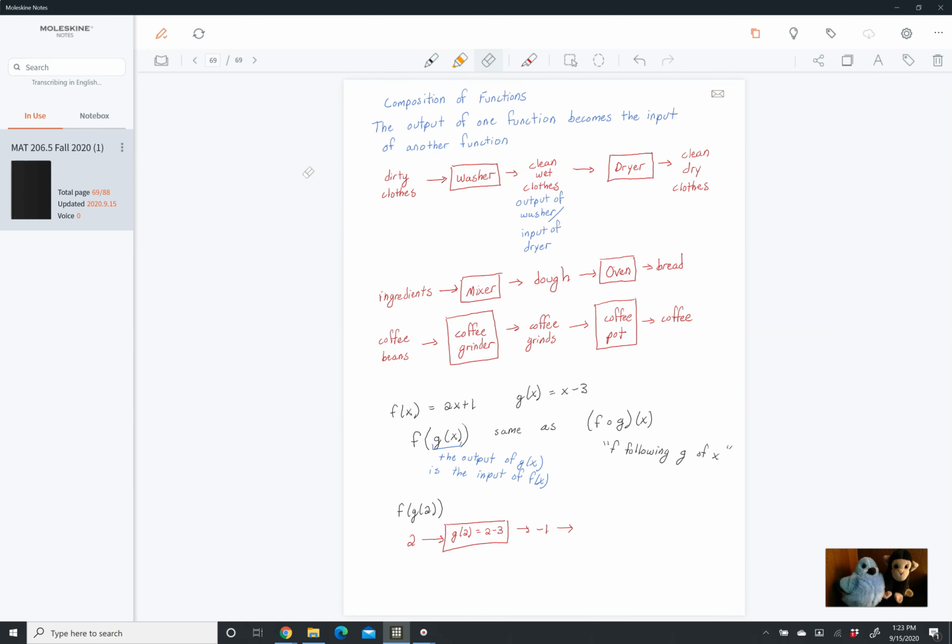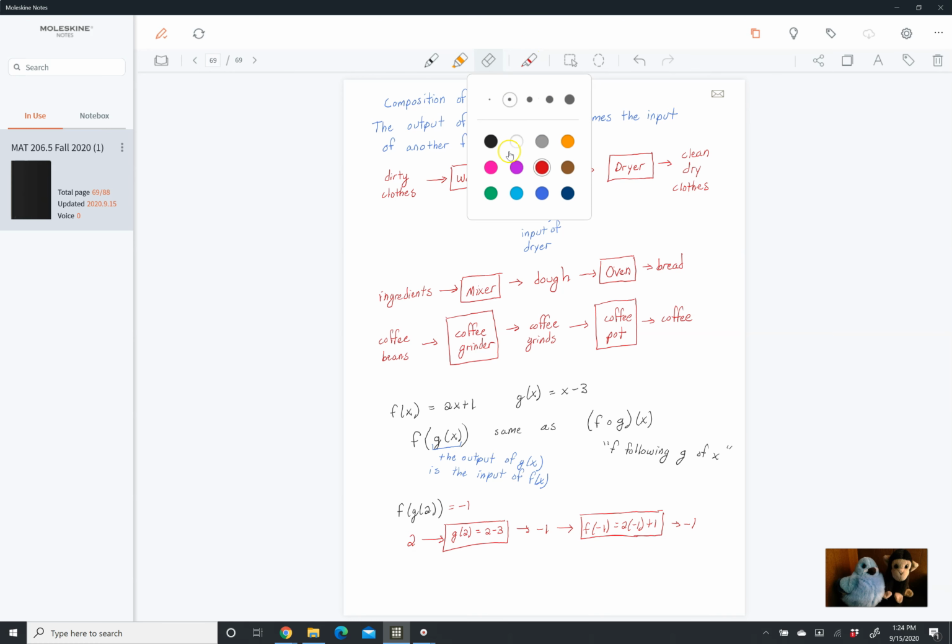That negative 1 is now going to go into f. So it's not f of 2, it's f of negative 1. And we get 2 times negative 1 plus 1. And what comes out of this also happens to be negative 1. So f of g of 2 is equal to negative 1.